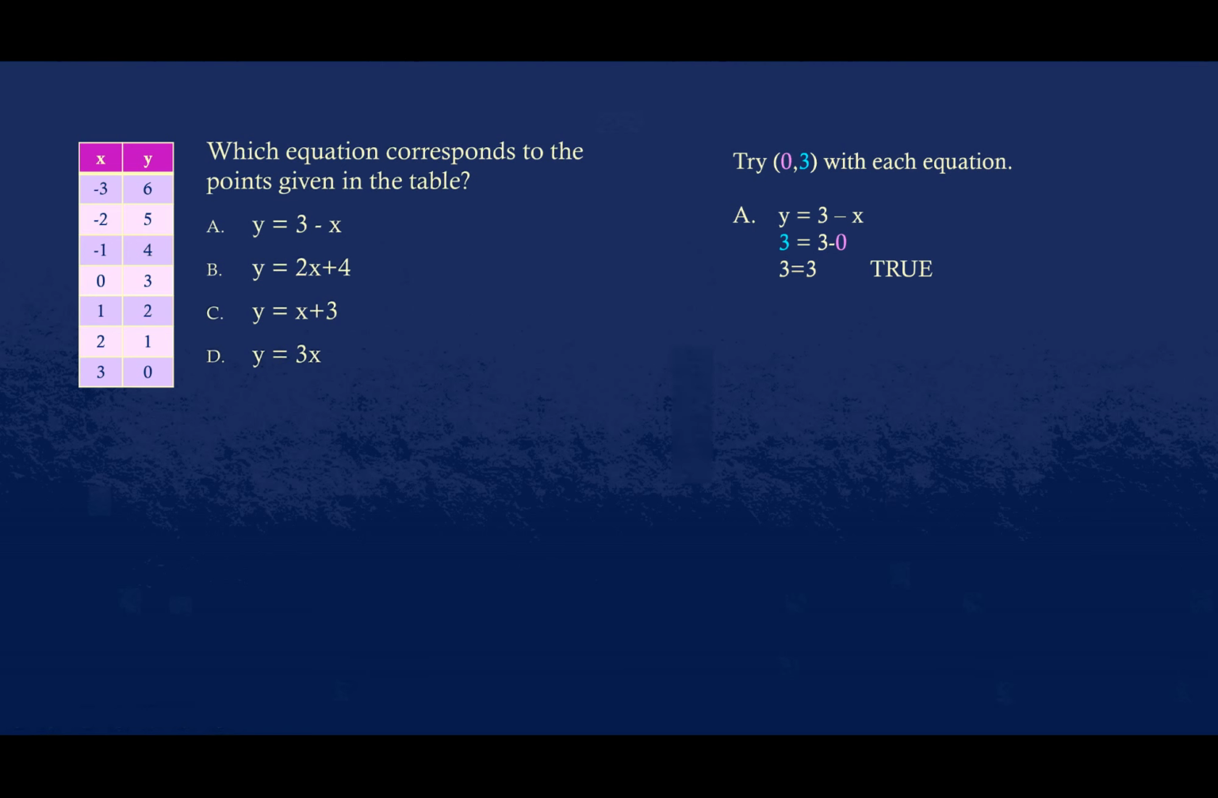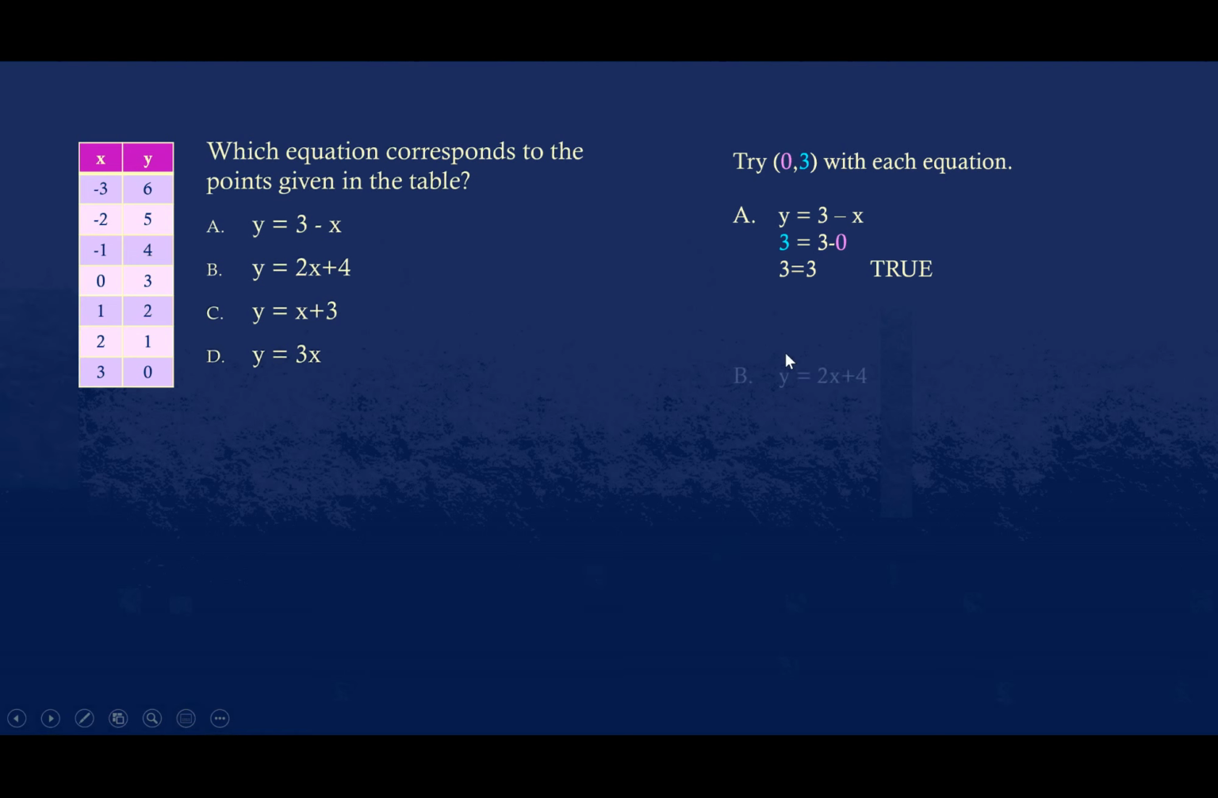Now there's only going to be one correct answer, but you shouldn't assume that the first one that gets a win is going to be your answer, because it's possible that this point works with this equation, but maybe some of the other points wouldn't work. Also, it could be true that one of these other equations could work with that.